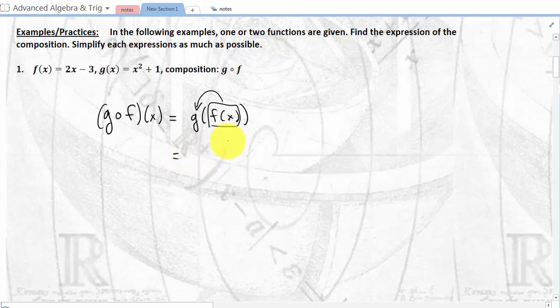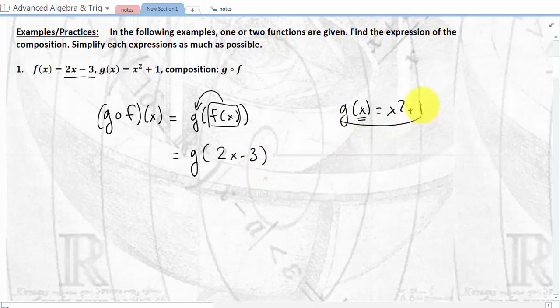So you told me in class that you'd rather change f of x first. So this is g of, what is f of x? 2x minus 3. So I take 2x minus 3 and I plug it inside g. What does it mean? I'm going to write g of x. What is g of x? G of x is x squared plus 1, right? That's g of x. But here it's not g of x, it's g of 2x minus 3.